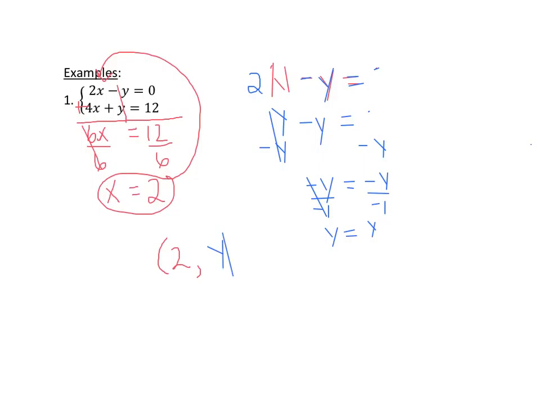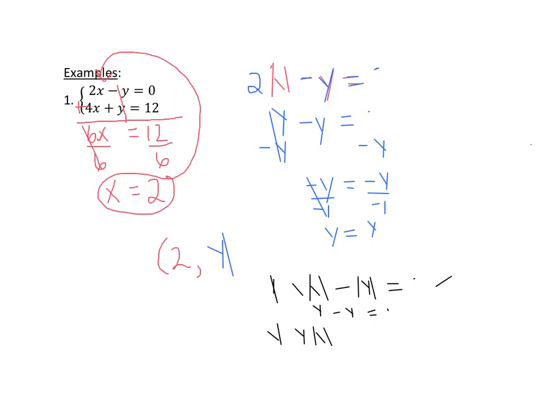And as of right now, it looks like my solution to this system is the point (2, 4). But what I'm going to do is check my answer. So I'm going to take my first equation, which was 2 times x, which is a 2, minus the y, which was 4, and if I did it correctly, that should equal 0. Well, 2 times 2 is 4, and then I have minus 4, and 4 minus 4 is 0, so this one checks out.